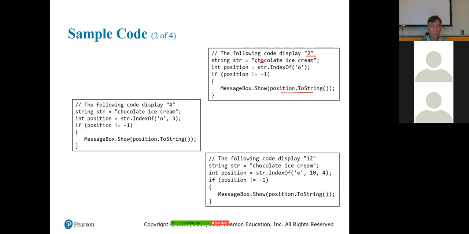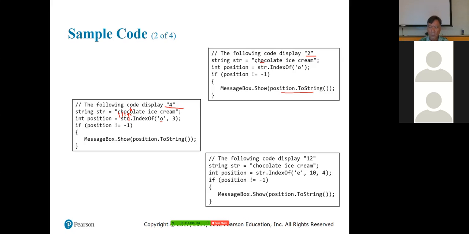This is going to display 4 because it's going to look for the first occurrence of O starting with the third index. So 0, 1, 2, 3, starting with 3. And then this one, index number 4, is the first occurrence of the O. So that's why it displays a 4.